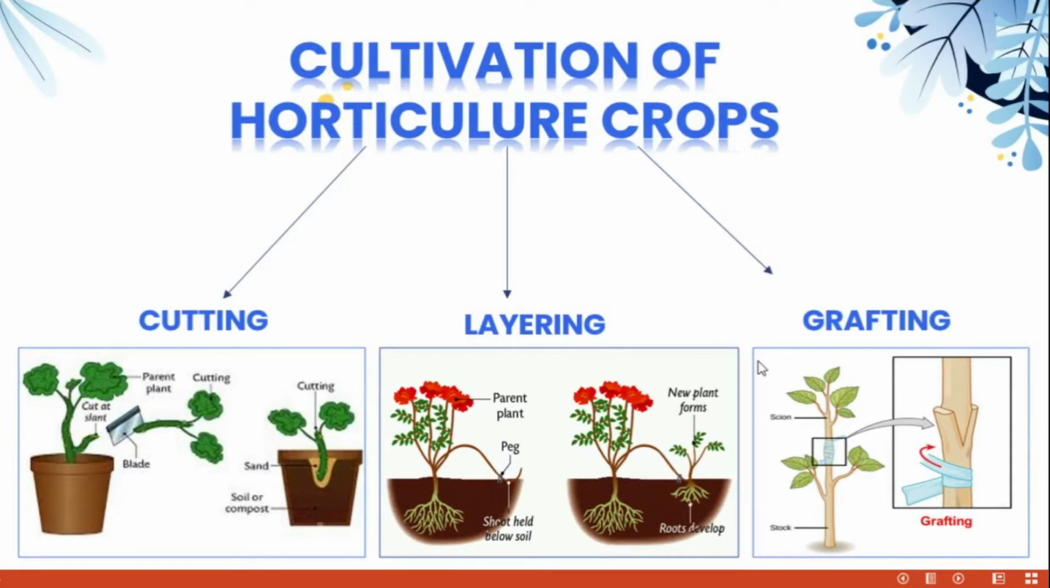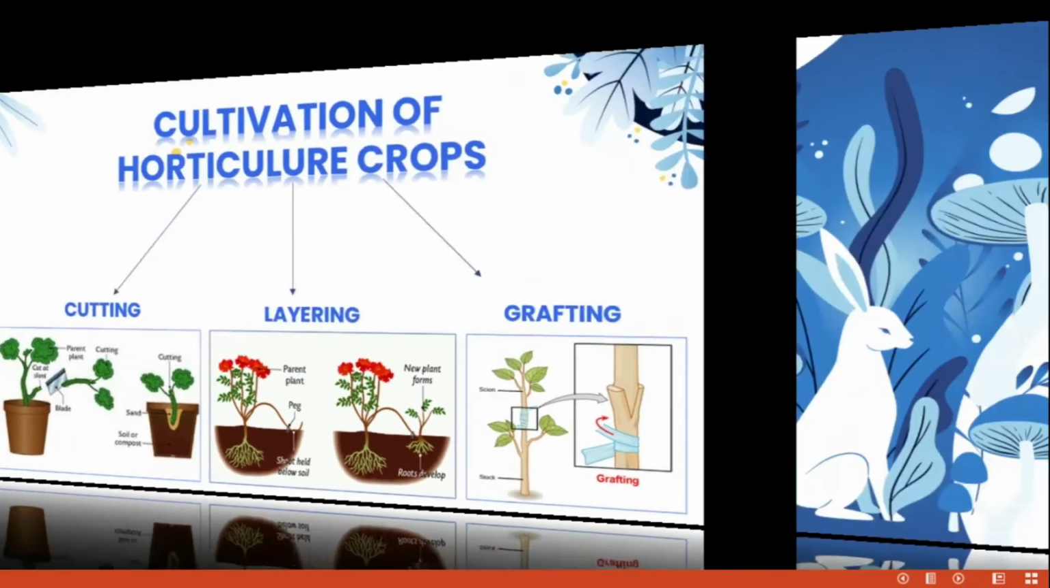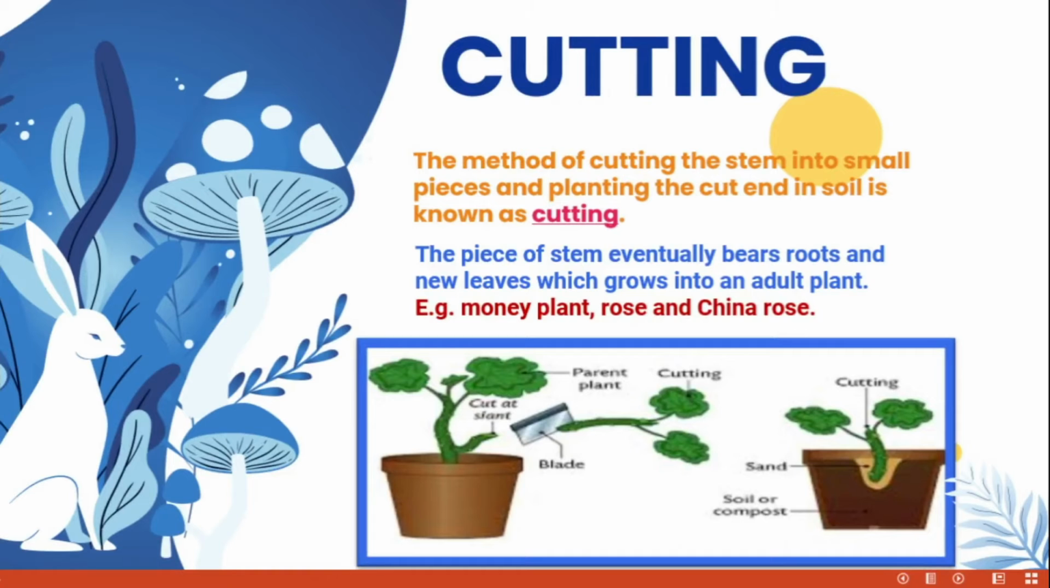Now, cultivation of horticulture crops. By these methods, we can grow plants artificially. What are the methods? Cutting, layering, grafting. First one, cutting. What is meant by cutting? The method of cutting the stem into small pieces and planting the cut end in soil is known as cutting.